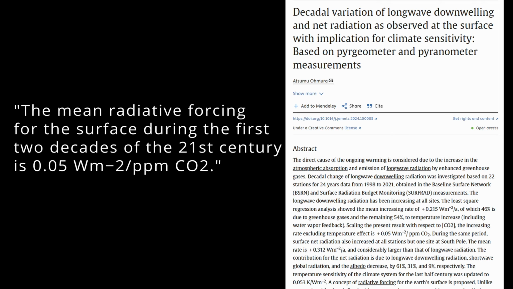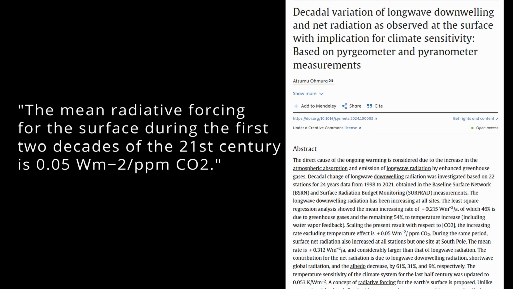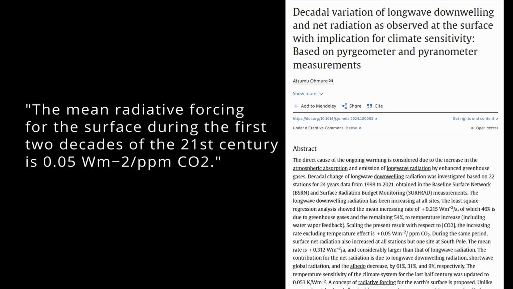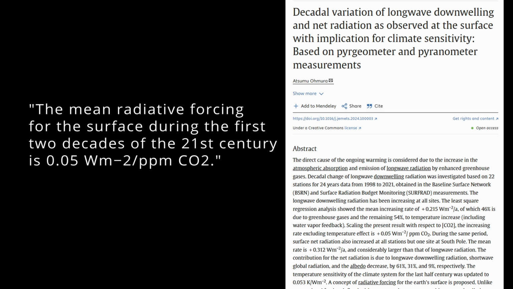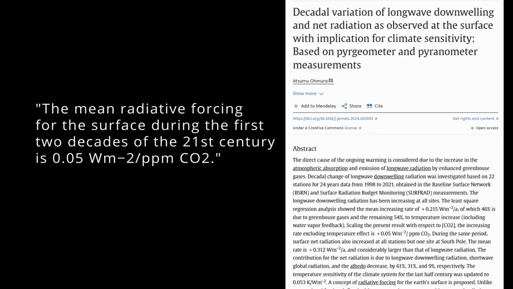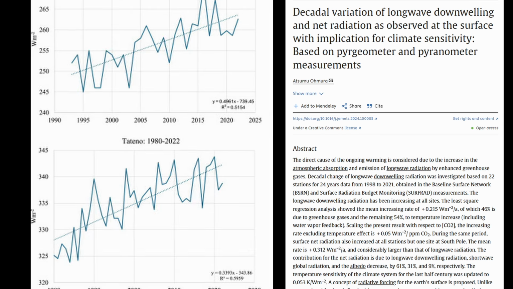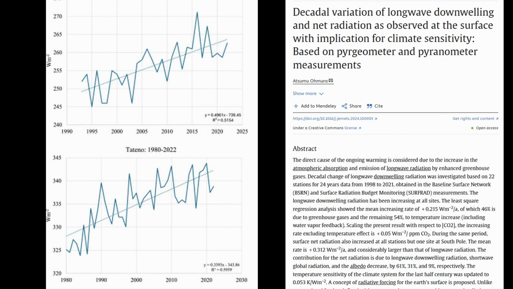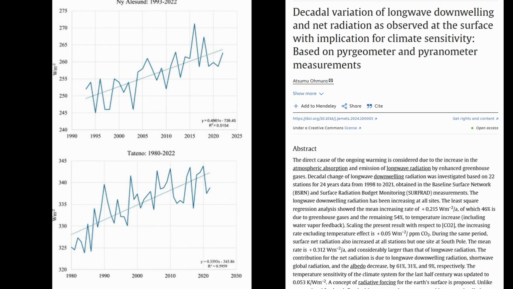So the mean radiative forcing for the surface during the first two decades of the 21st century is 0.05 watts per meter squared per part per million of CO2. So every 1 part per million results in an extra observed downwelling, from the perspective of the surface, of 0.05 watts per meter squared. You can see the trends from two stations among their included charts here.